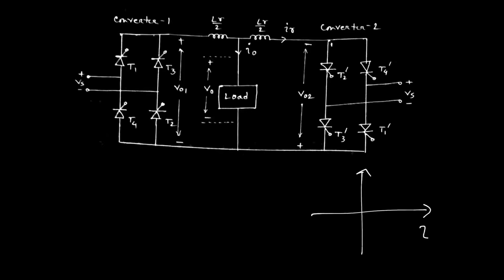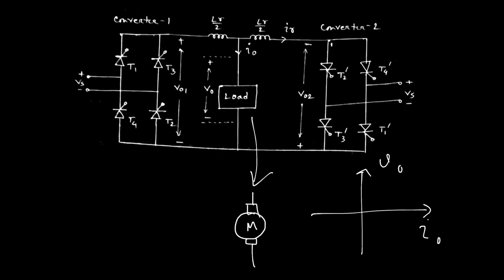Suppose this is I0, this is V0, and for application purposes assume the load is a DC motor or DC drive.